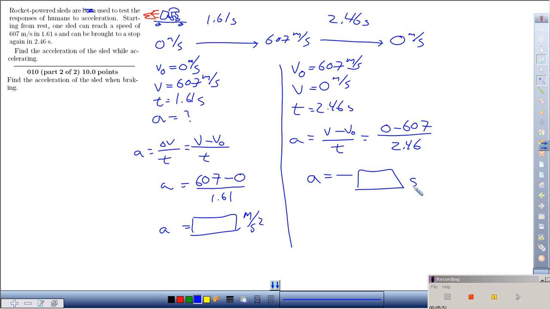And my units, again, are going to be meters per second squared, because meters per second divided by seconds gives me meters per second squared. So there is your answer. Make sure it's negative.